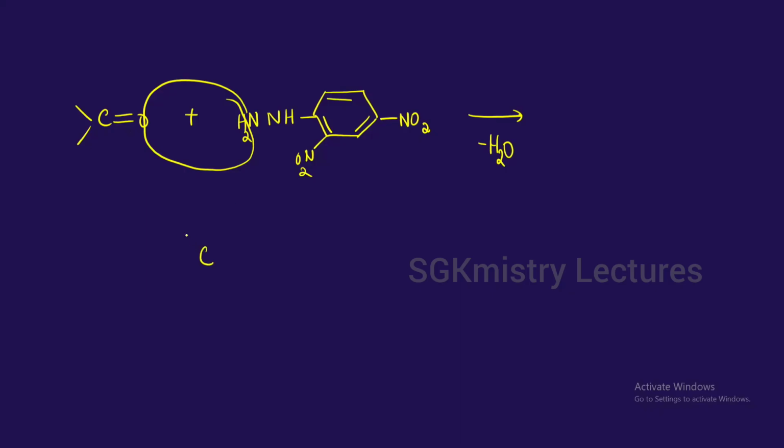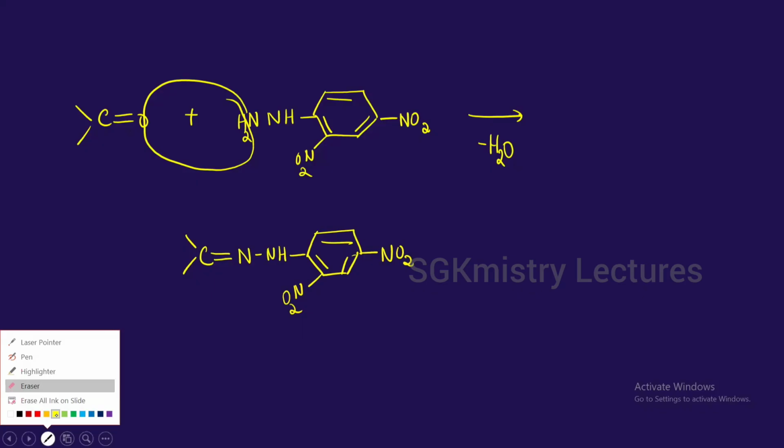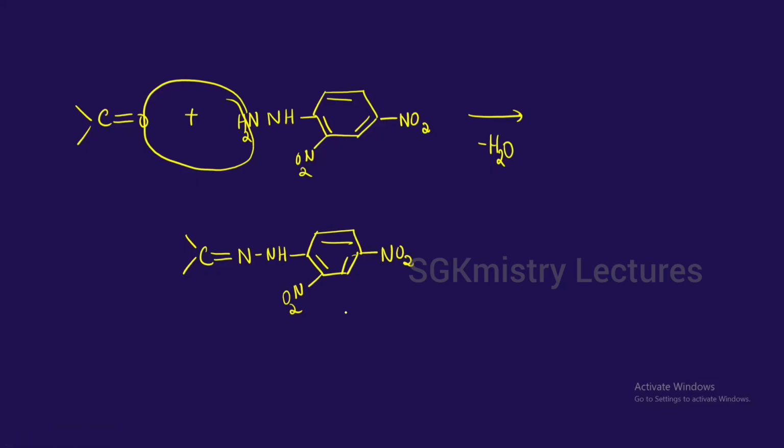So you can see that here, double bond, here N, NH, here the benzene ring, here we have NO2, and here we have NO2, right? Obviously, I'm not going to write H2O again because I've already shown that the elimination of water has taken place. So this is the compound that is obtained, which is nothing but 2,4-dinitrophenyl hydrazone. Right?